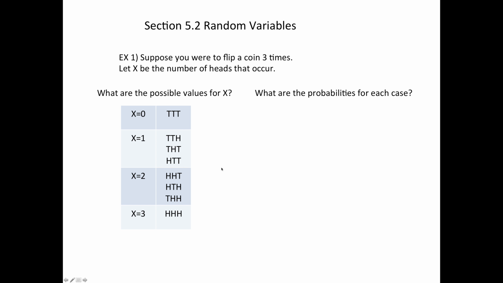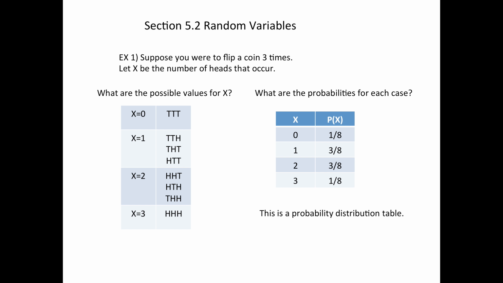Next, what are the probabilities associated with each case? So for the first one, when x equals 0, there's only 1 out of 8. Then 3 out of 8, then 3 out of 8, and then 1 out of 8. So what we've created over here on the right-hand side, that's called a probability distribution table.